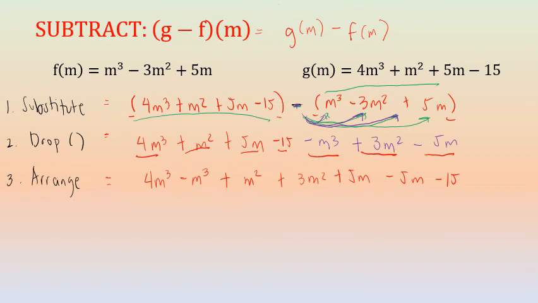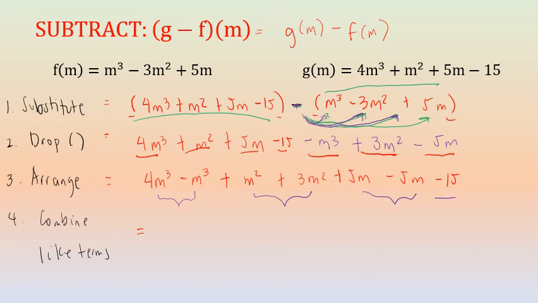Lastly, combine like terms. So, ito na yung pinakamasarap na part kapag nag-add or subtract tayo ng functions, class. Combining like terms. Para ka lang nagbubuo ng puzzle kapag na-reach mo na itong point na ito. So, nasaan yung mga like terms natin? M cubed. We have the m squared. And then yung 5m, dalawang 5m. One positive 5m and one negative 5m. And we have a constant, negative 15.